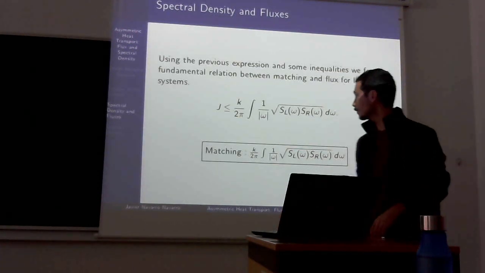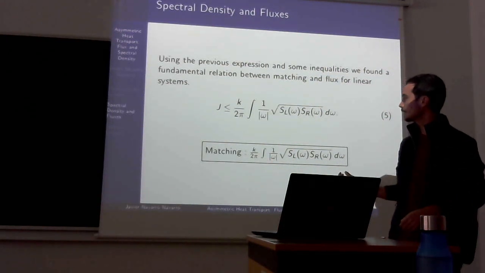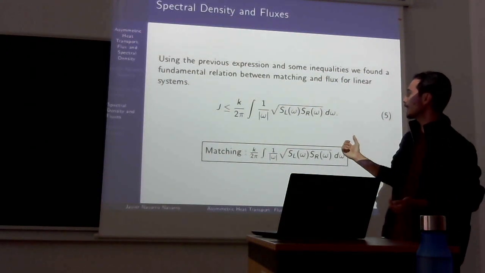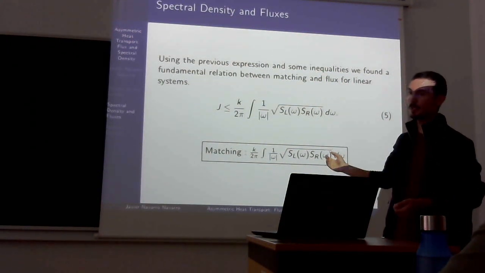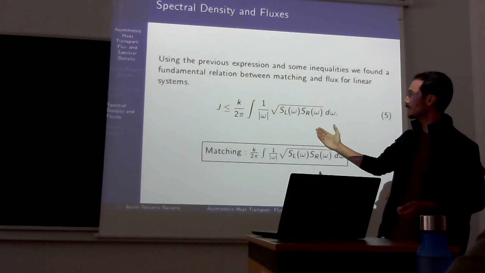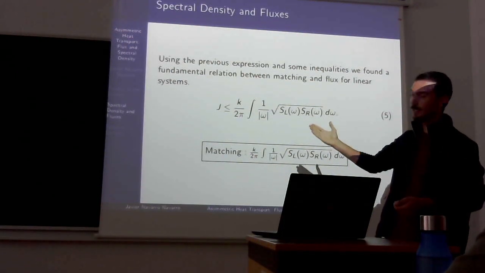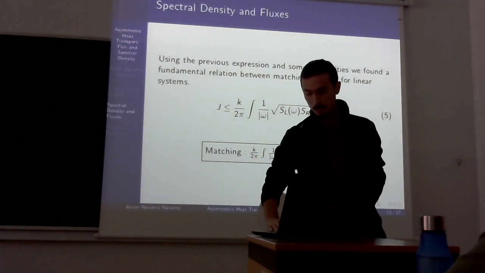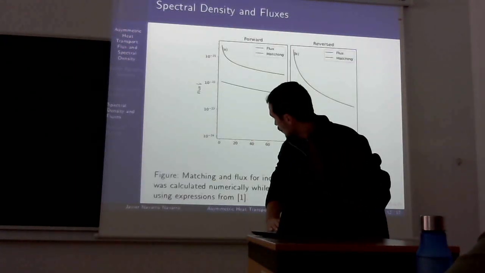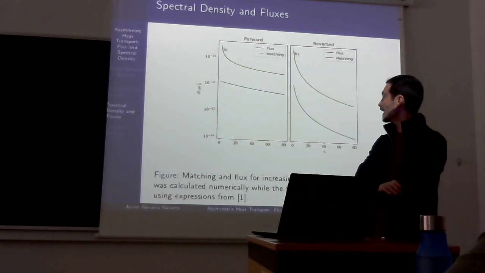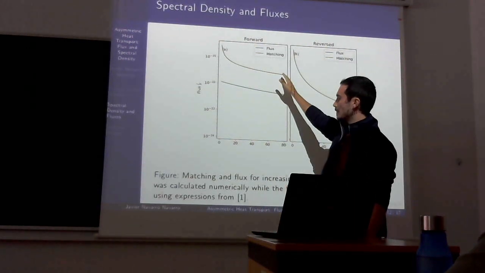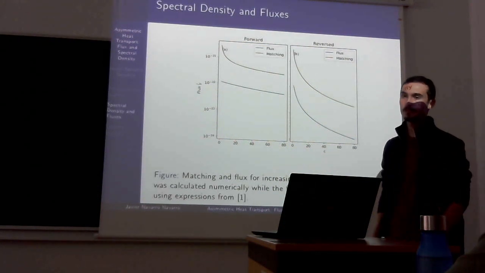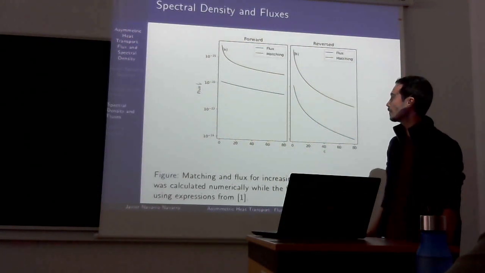Okay, but this is not the relation we would like to obtain. In fact, we would like to have a proportionality between the matching and the spectral density, and that's what was supposed in the literature. So here we plot the flux and the spectral matching for different values of C, that is, for different values of the parameters of our model.